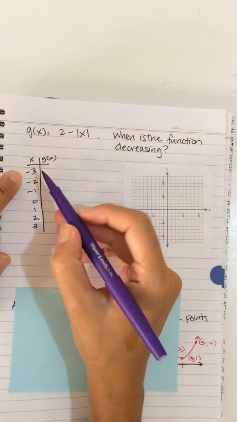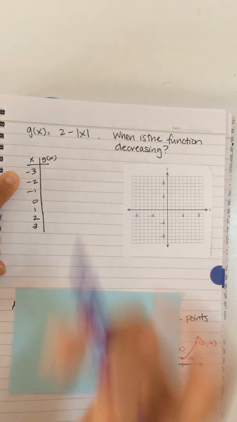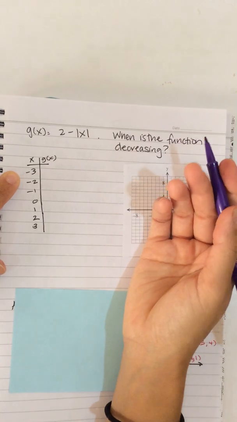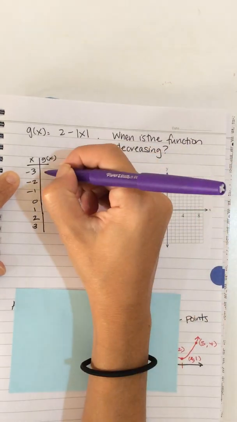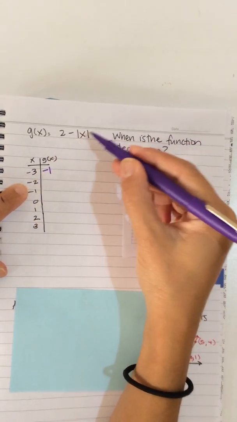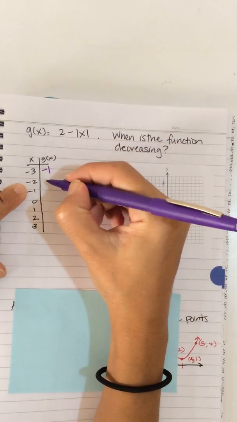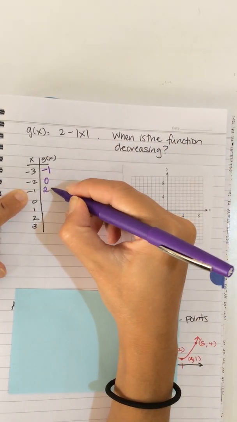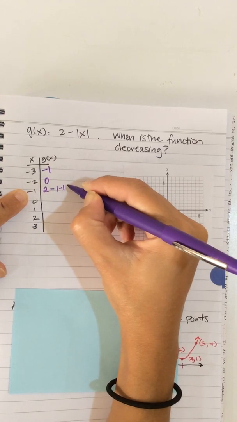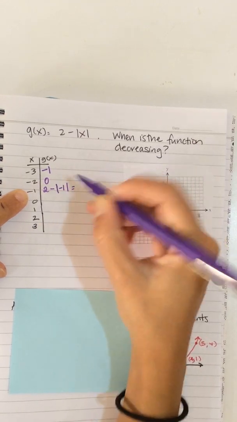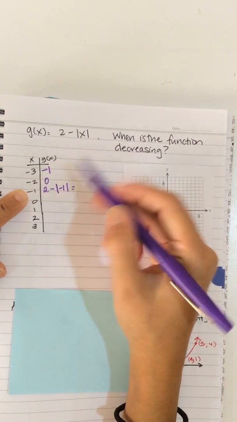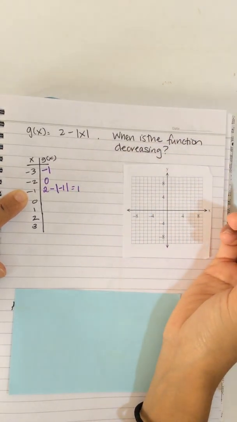I just picked some values here, -3 to 3. If I plug in -3, what does 2 take away absolute value of -3? Well, that's 2 take away 3, that's -1. -2: 2 take away absolute value of -2 is 0, right? I'll write this one here in case you want to see all the steps. So this is 2 take away, plugging in absolute value of -1. It becomes 2 minus 1, that's 1.